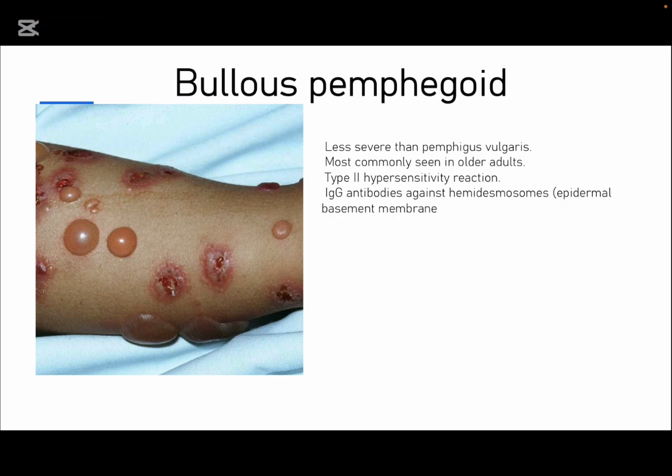Again, there are the IgG antibodies against the hemidesmosomes. Now you see the hemidesmosomes are a little deeper into the skin. So these bullae are supradermal or subepidermal. So these kinds of bullae are tense bullae. Why are they tense? Because they are formed a little deeper in the skin.